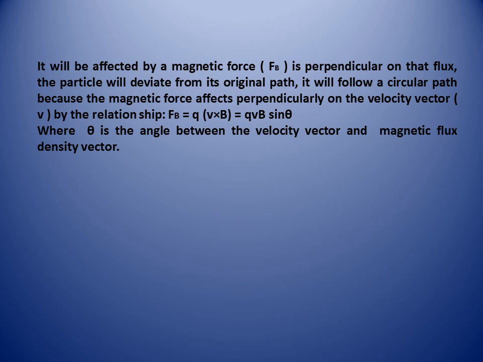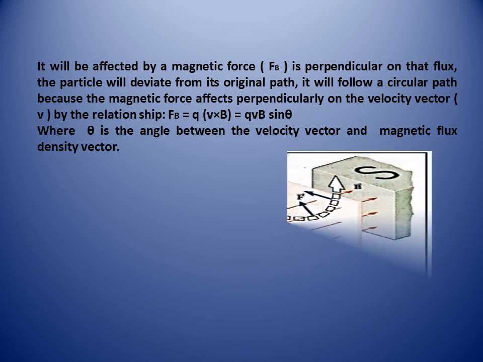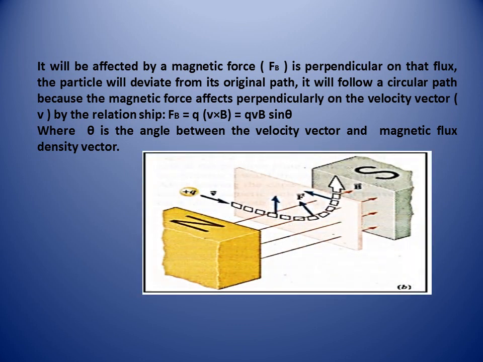Then we can write the equation for magnetic force: F equals q v B sine theta, where theta is the angle between the velocity vector and the magnetic flux density vector.